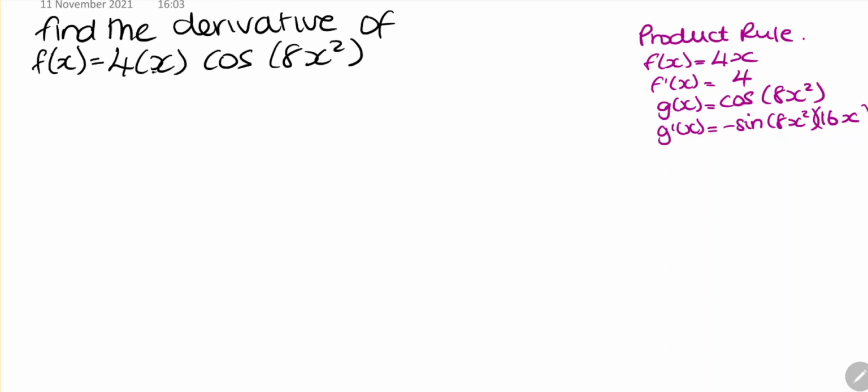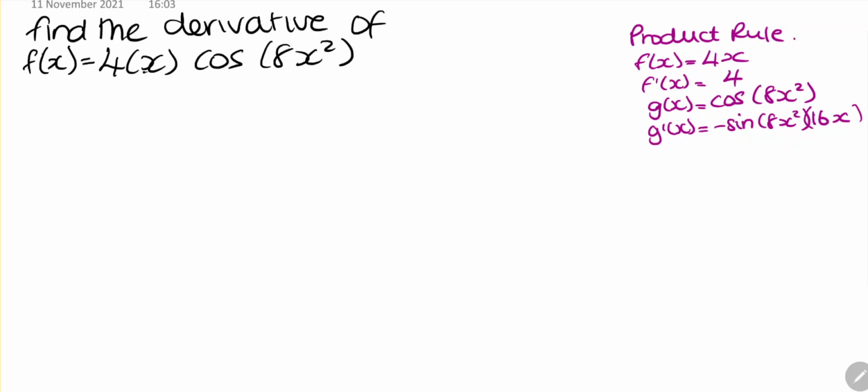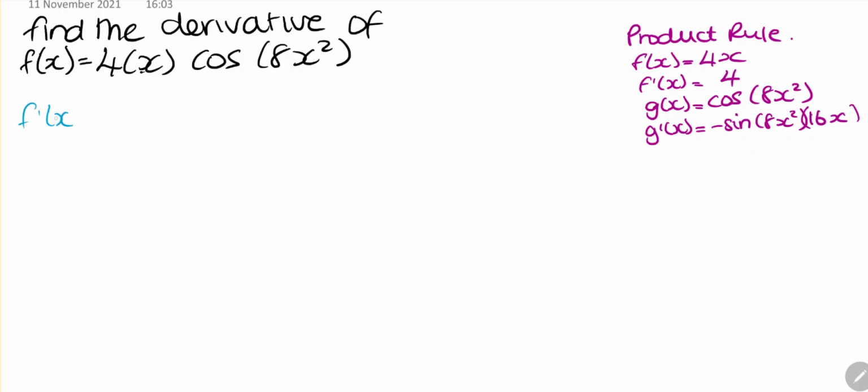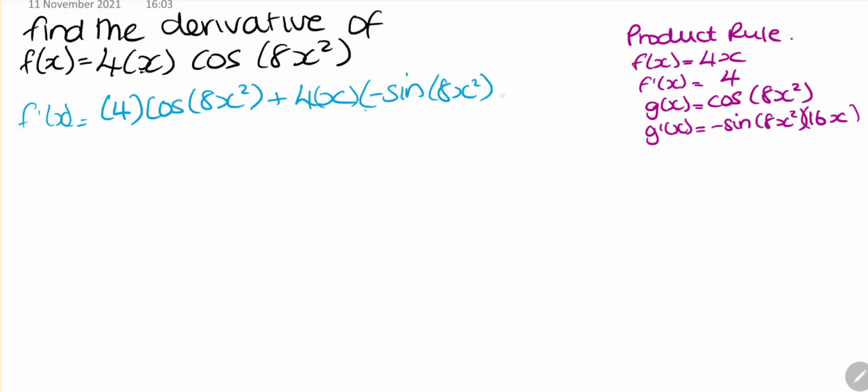Okay, so now let's substitute in using the product rule. Our first term is going to be f prime of x, which is 4, multiplied by g of x, which is cosine of 8x squared. And this is plus f of x, which is 4x, multiplied by our g prime of x, which is negative sine of 8x squared multiplied by 16x.